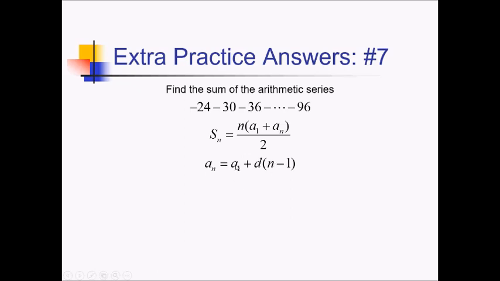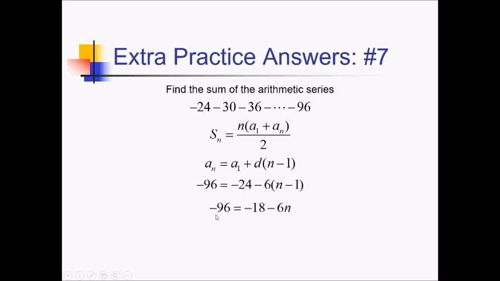So for a1, again, I have negative 24. A sub n here, that's going to be negative 96. Common difference, negative 30 minus negative 24 or plus 24 is going to be negative 6. So plugging all that in, negative 96 equals negative 24 minus 6 times n minus 1. Now we just have to solve for n. So I'm going to distribute the negative 6 here. That's a negative 6n plus 6, which when I add with the negative 24 gives me negative 18.